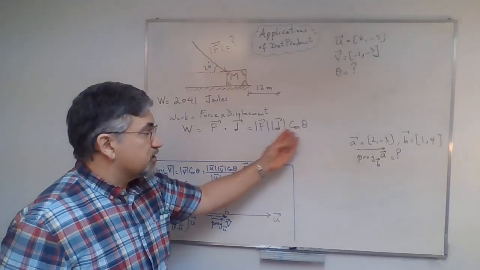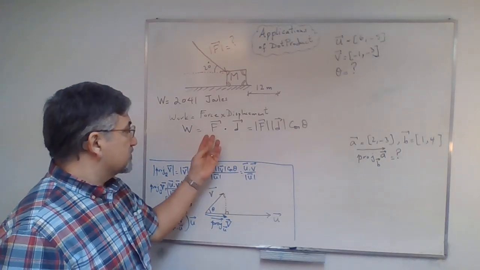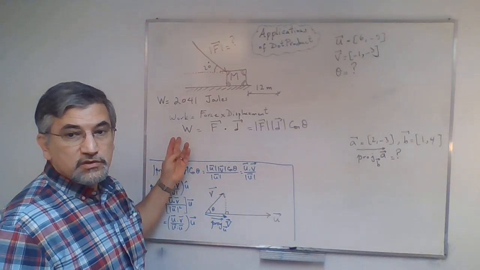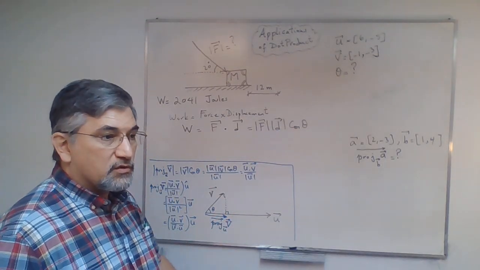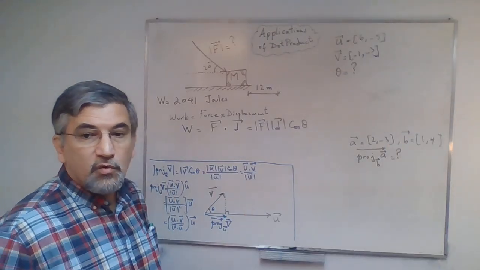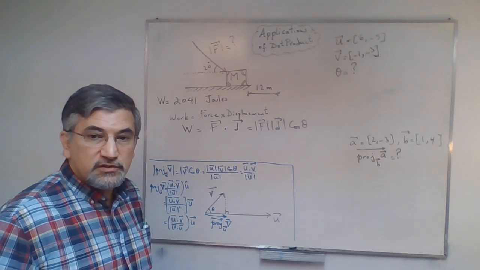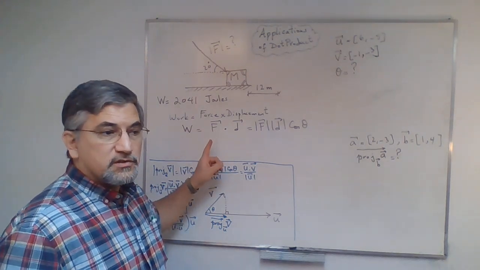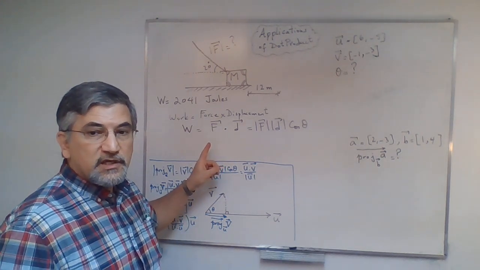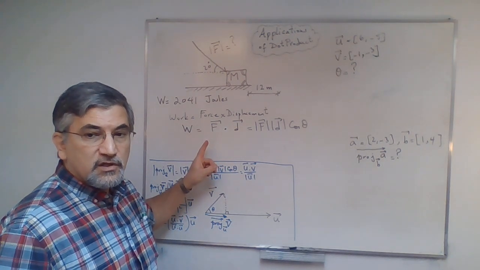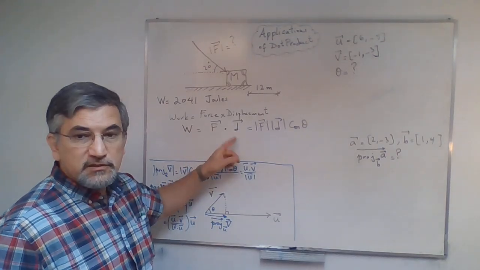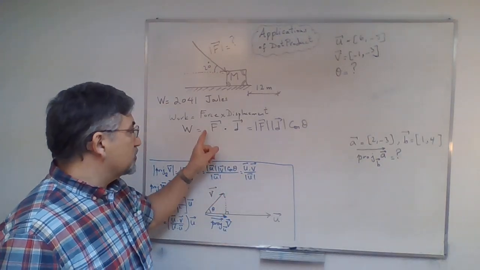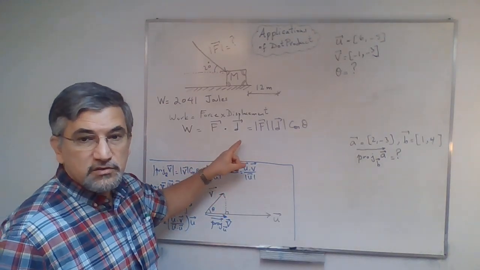And we see that this is a number, it's a scalar. The dot product is a scalar, and work is also a scalar. Therefore, work is just a number with no direction. It only has a unit of measurement. Force is measured in newtons in the SI system of units, and displacement is measured in meters. So newtons and then meters.